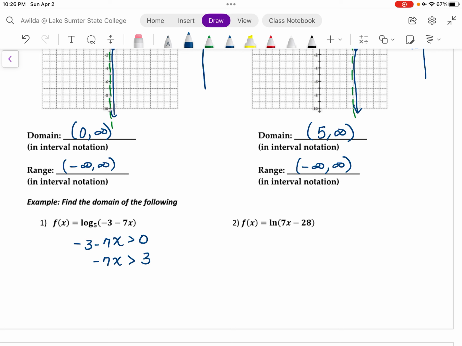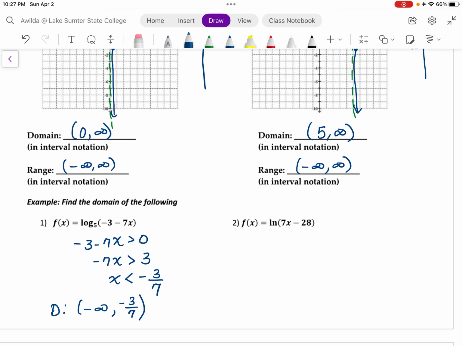Dividing both sides by -7 will give us x on the left and -3/7 on the right. However, because we're dividing by a negative number, the direction of the inequality will reverse. So we can write the domain in interval form as having no lower limit, so going from -infinity up to and not including -3/7.